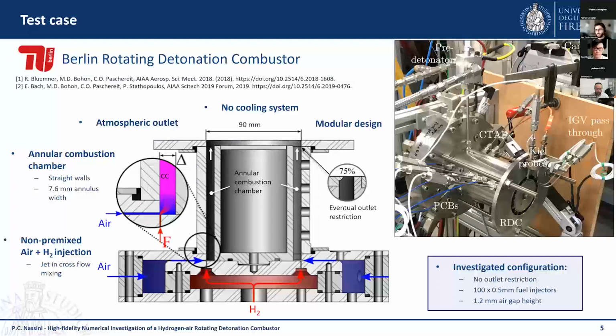On the right, you can also see the instrumented test rig. Basically, it's heavily instrumented, but the majority of the probes are pressure probes. So we have piezoelectric probes, capillary attenuated pressure probes, and Kiel probes at the outlet of the combustion chamber. They also have a high-speed camera, which is recording the visible light emission from the outlet of the combustion chamber. And so this is the test rig at TU Berlin.